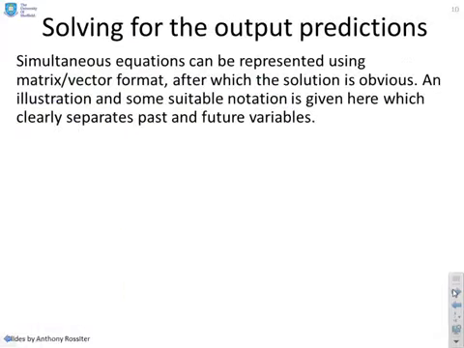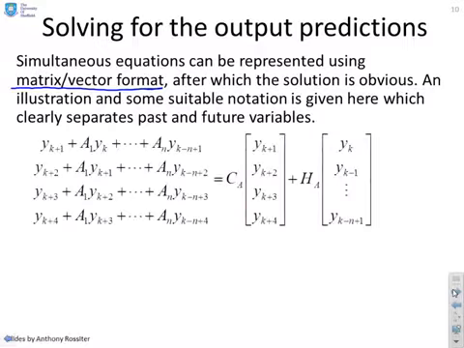How do we solve these simultaneous equations then? What I'm going to recommend is you next put all the equations in a matrix vector format, because after you've done that, the solution becomes obvious and very, very easy to code. Let's start by looking at the left-hand side, which just had the output parts.